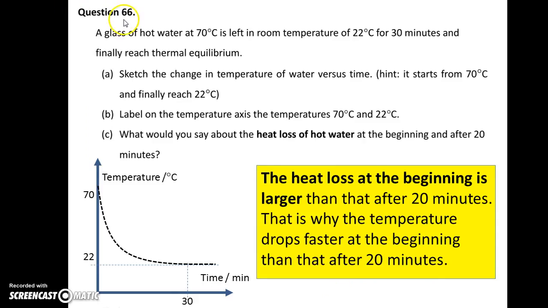Question 66. A glass of hot water cools down at room temperature. The temperature drops rather quickly at the beginning because the temperature is very high compared with the room temperature. Then the temperature drops more gradually, more gently, when the temperature is closer to room temperature. So we know that the heat loss at the beginning is larger than that after 20 minutes.